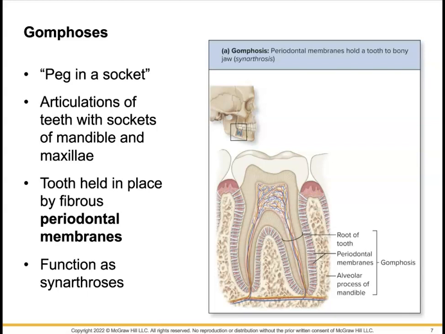So a gomphosis is found in one place in the human body, and that's a peg in a socket joint. So think about the structure of your teeth and the way that they sit in the mandible and the maxilla. So the articulation is the tooth with the bone of the mandible or the maxilla. So the tooth is actually held in place by what we call a periodontal ligament and periodontal membranes. Now, that holds the tooth in the socket that it sits in.